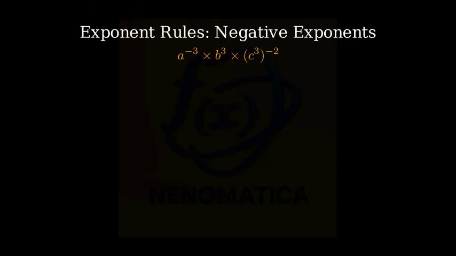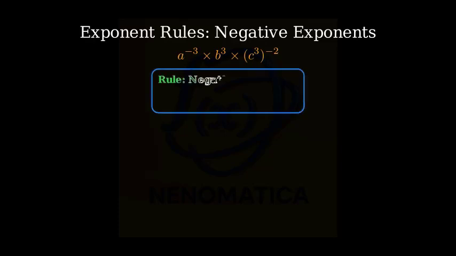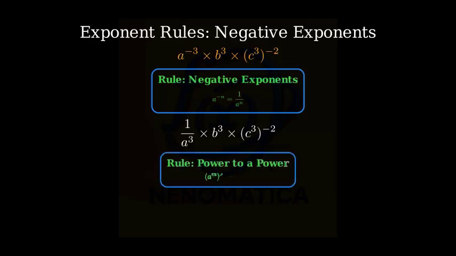We have a to the -3 times b to the third times c cubed to the -2 power. Let's begin by addressing the negative exponents in our expression. The first property of exponents we'll use is that a to the negative power is equal to 1 over a to the positive power. So a to the -3 can be rewritten as 1 over a cubed. Next, we'll apply the power to a power rule for the term c cubed to the -2. The power to a power rule states that when we raise a power to another power, we multiply the exponents. So c cubed to the -2 becomes c to the power of 3 times -2, which is c to the -6.